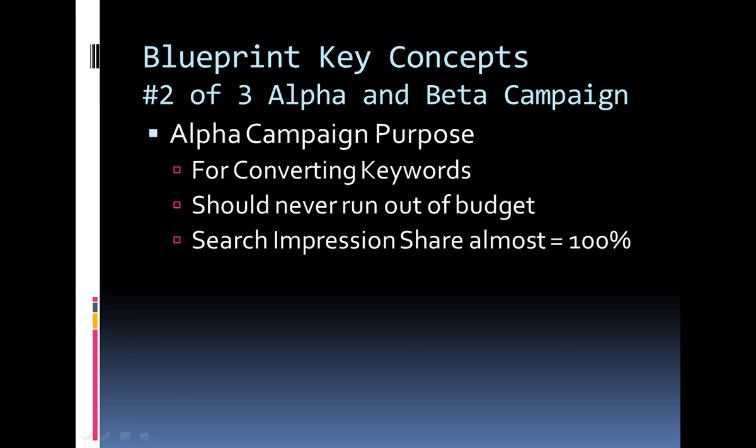Search impression share should also be near 100%. What does this mean? Search impression share is a metric that Google tells you how much search impression you are eligible to get, or how many people can see your ad for a particular campaign. If you are not getting 100%, that means you are either losing traffic due to your budget restriction, or competitors are outranking you on your keywords or your ads.